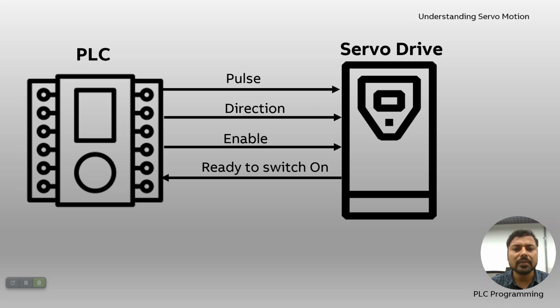This pulse signal generally it is 24 volt, and direction signal is also 24 volt. And the frequency for the pulse signal, it depends on the hardware. Some vendors support 100 kilohertz, and some vendors also support 200 kilohertz as pulse frequency. The more is the frequency, the better will be the resolution, or in simple words, better will be the accuracy.